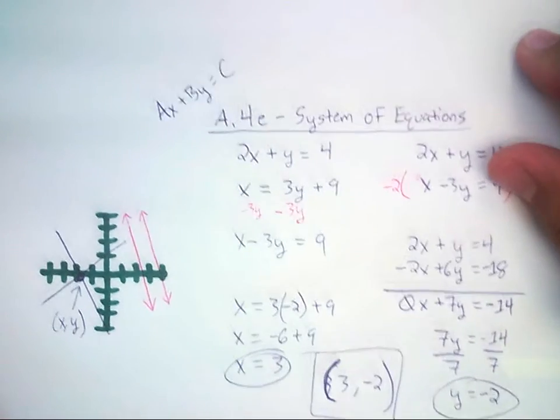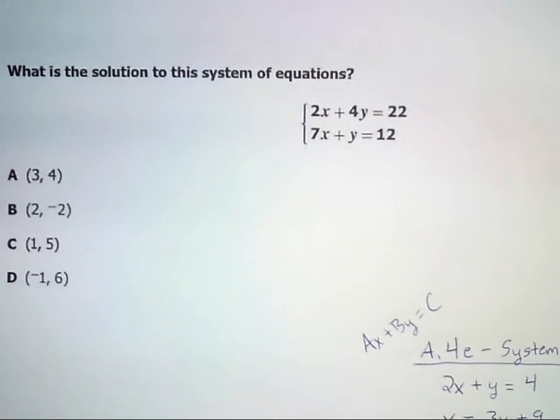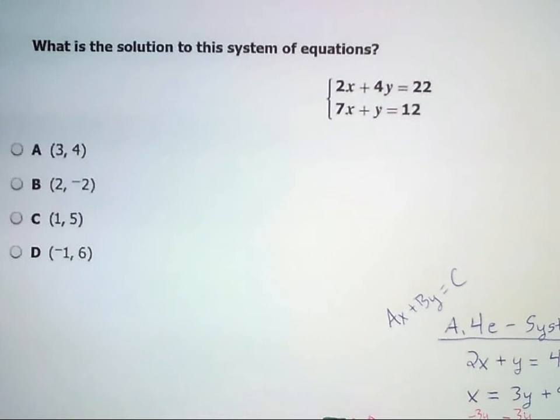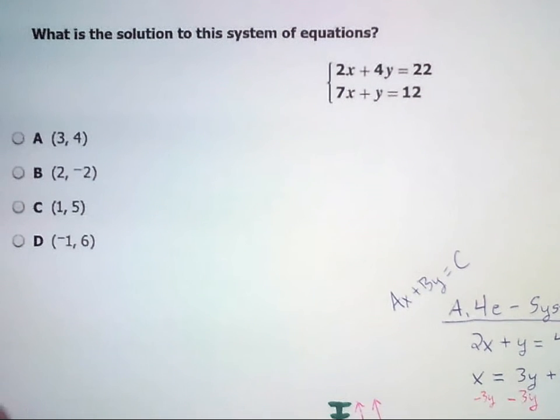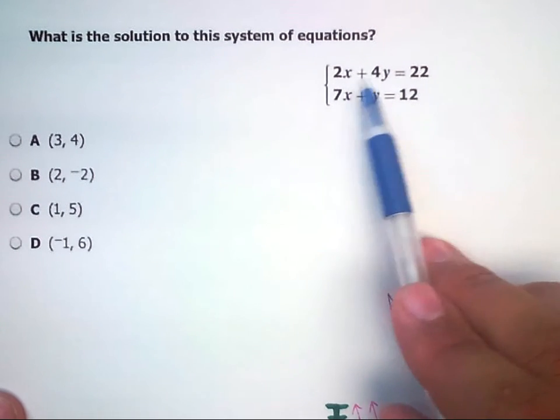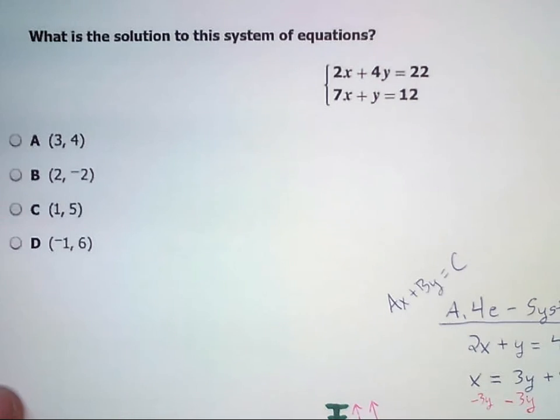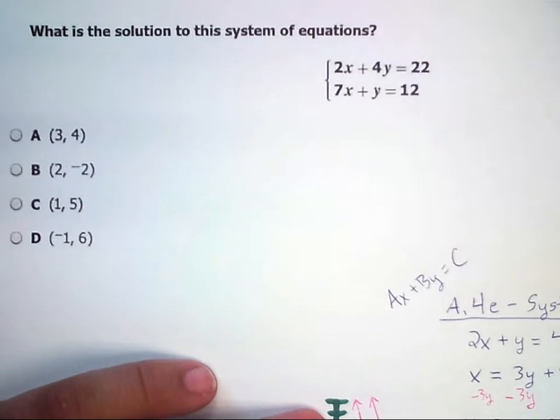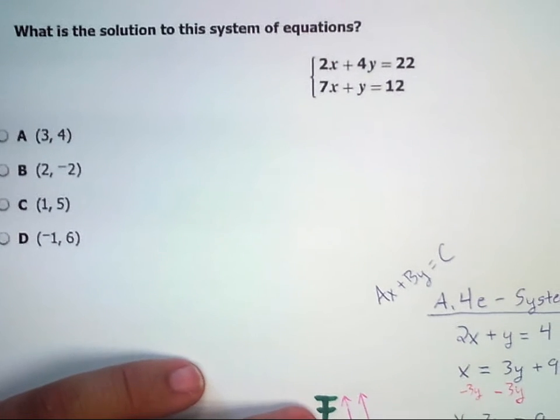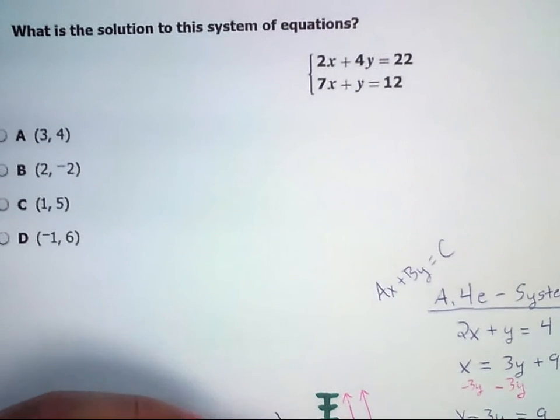Let's go to a real SOL question. So what is the solution to this system of equations? Now, if you'll notice, they're both in standard form. X, y, number; x, y, number. However, nothing's going to cancel out. You've got a 2 and a 7, a 4 and a 1. So we need to multiply either one of these or both of these equations to cancel out.